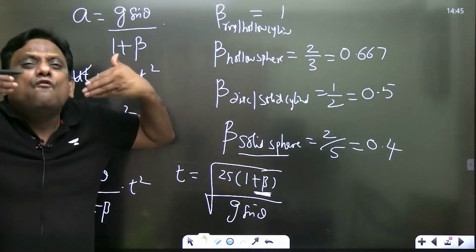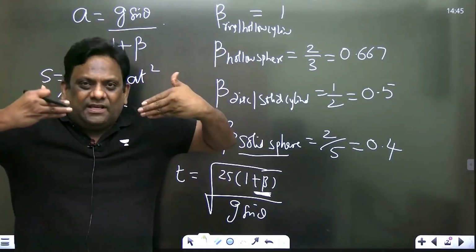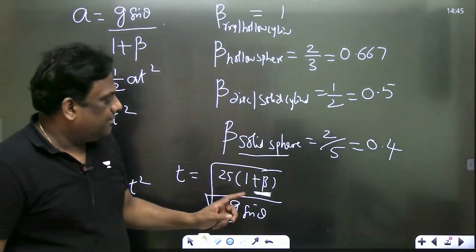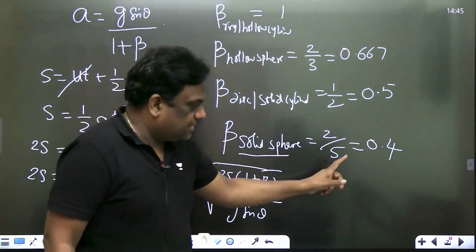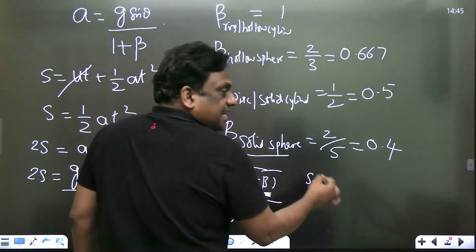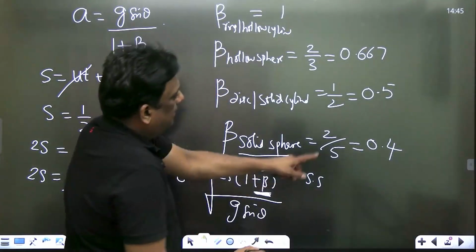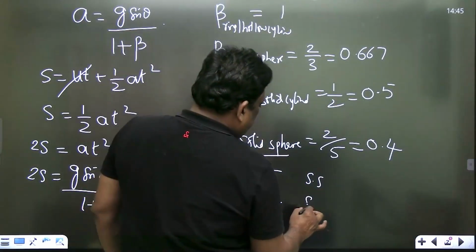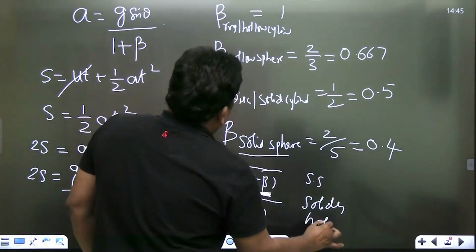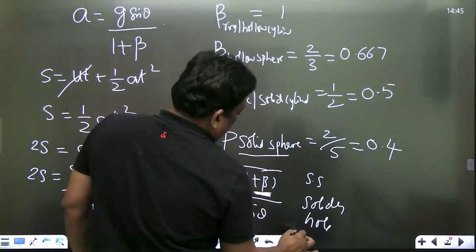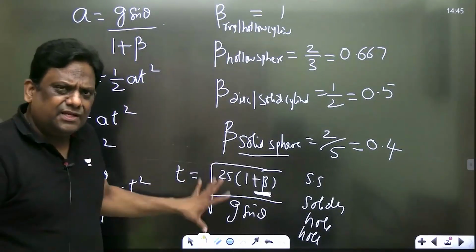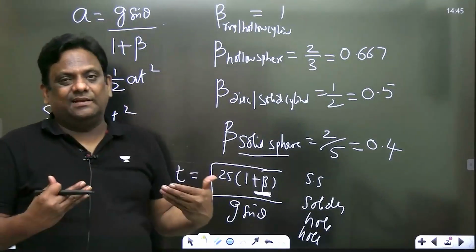So if I release 4 objects from the same position on an inclined plane, which one will reach first? First it will be the solid sphere. It will take less time. Then the solid cylinder, then the hollow sphere, and finally the hollow cylinder will reach. Wonderful, my dear students, wonderful. So this clearly shows which object is reaching faster.